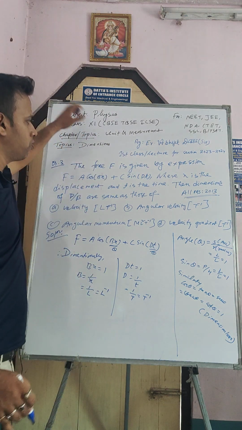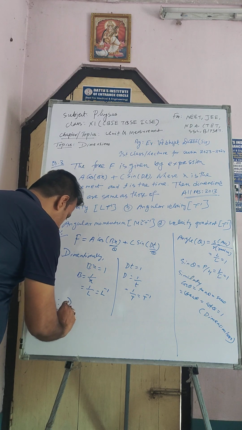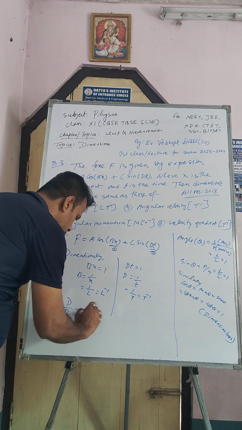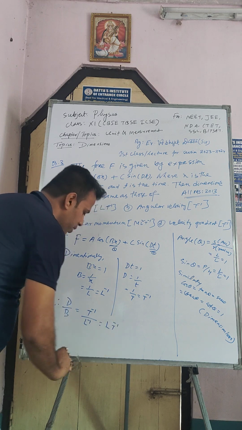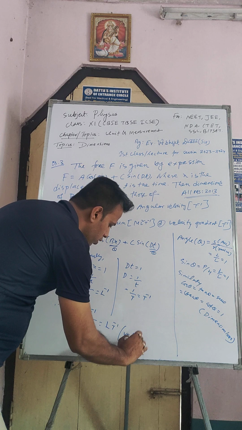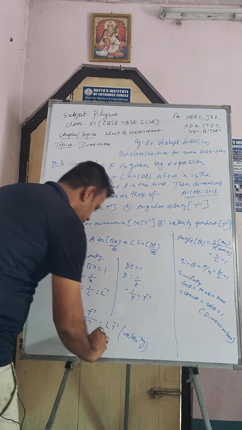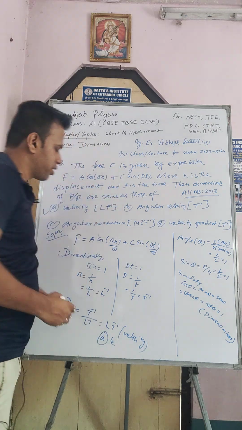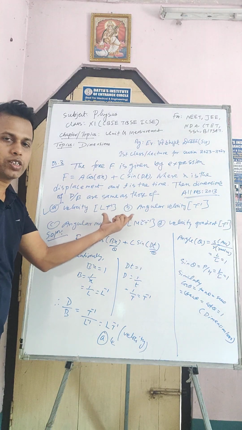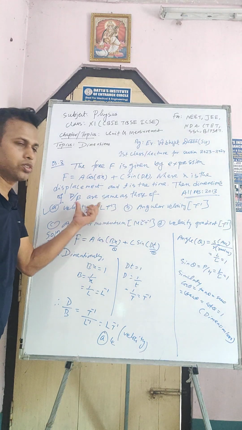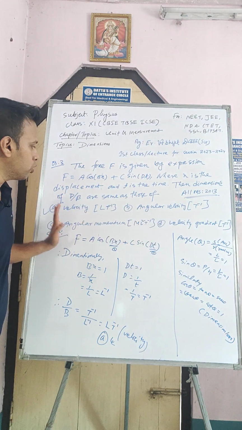So what dimension do we have to find out? The dimension of d by b. d is T minus 1 and b is L minus 1, so it will be LT minus 1, and this is the dimension of velocity. So which option is matching here? Option A is matching. They may ask directly for velocity, then the options may not be given like this. Here LT minus 1, velocity, angular momentum and velocity gradient are given, and we have to find which option is correct.